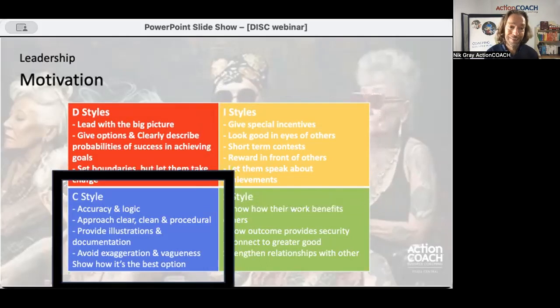Let's go to C. C's first. So C's are going to be very analytical. They like things done a certain way. So speak to their need for accuracy and logic. Approach clear, clean, and procedurally. Provide illustrations and documentation if you can.